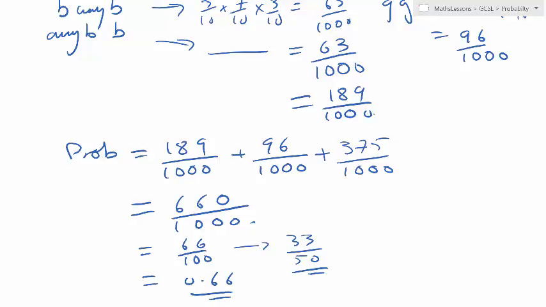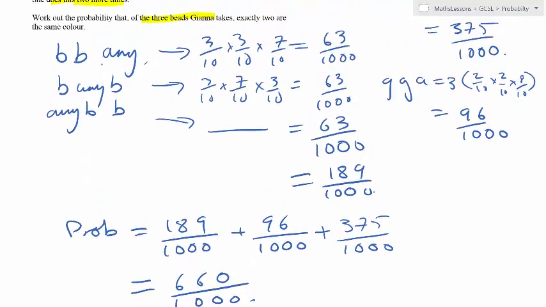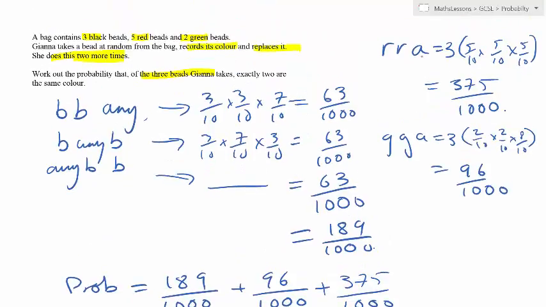So let's just recap what we did. We did all the 3 ways to get a pattern for what the problem was about. We realised black, black, any, black, any, black, and any, black, black all gave the same probability. So I then used that to repeat with red and any. I didn't bother writing them all out. I just times by 3 because all the probabilities are the same. And the reason the probabilities are all the same is because they replaced it each time.